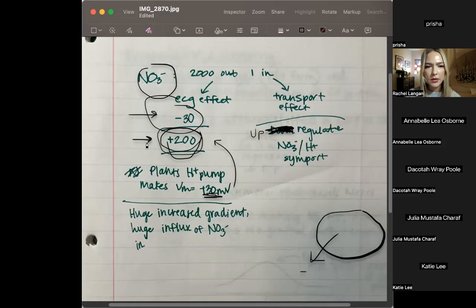I'm confused on what your question is. I'm just confused on how we would see this negative 30 suddenly become positive 200, something like that? How would we calculate that? Yeah, so negative 130 is the membrane potential. So that would be the EG.